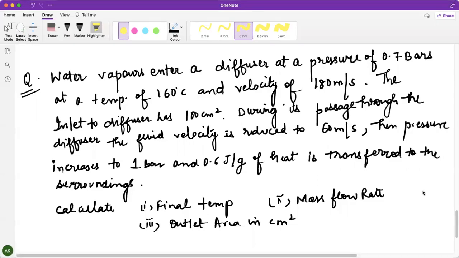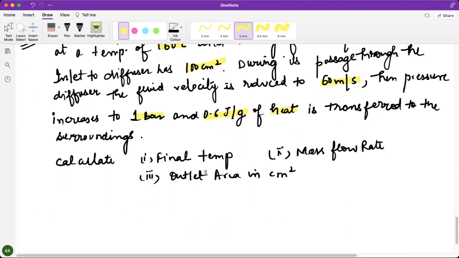Okay, the water vapors enter a diffuser at a pressure of 0.7 bars and temperature 160 degrees Celsius and velocity 180 meters per second. The inlet to diffuser has an area of 100 centimeters square. During its passage through the diffuser, the fluid velocity is reduced to 60 meters per second. Then pressure increases to 1 bar and 0.6 joules per gram of heat is transferred to the surroundings. Calculate the final temperature, mass flow rate, and the outlet area in centimeter square.